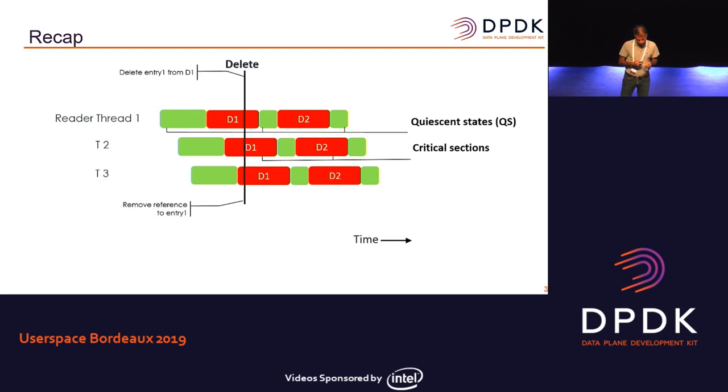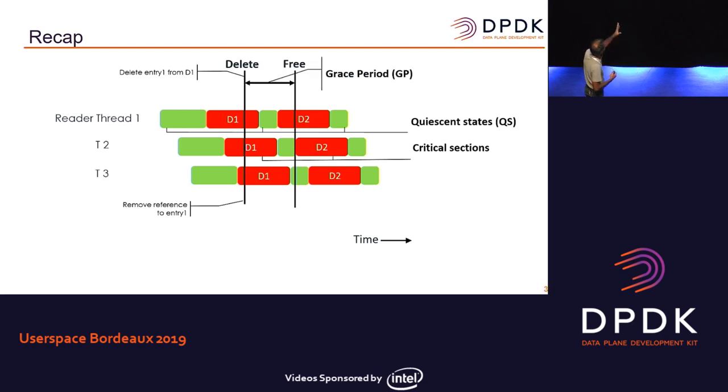Now a writer comes along and wants to delete an entry from data structure D1, but when the data structure is lock free, the readers might still be accessing that entry. So you cannot free that entry immediately. You have to wait till all the readers are done accessing data structure D1. That's when we can free. We call the time frame between the delete and free the grace period.